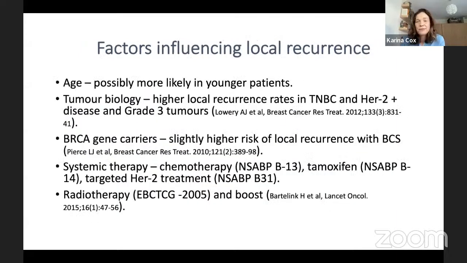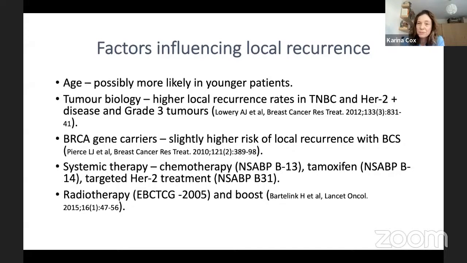So again, factors influencing local recurrence. I haven't even started talking about margins yet, but we know that there are lots and lots of other things that influence local recurrence. So perhaps in younger women, younger patients, they're more likely to get local recurrence, tumor biology, so slightly higher rates in triple negative and HER2 positive, and perhaps grade 3 tumors as well. BRCA gene carriers who have breast conserving surgery will have higher risk of local recurrence. And then we know that there are other things that mitigate the higher risk.